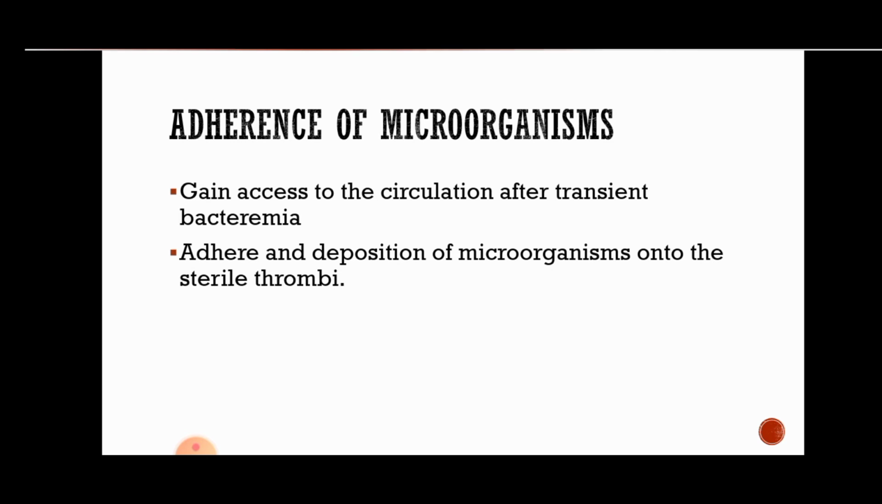Then the adherence of the microorganism. It gains access to the circulation after transient bacteremia. The bacteria enter the blood, then adhere and deposit onto the sterile thrombi. So that's for the adherence of the microorganism.